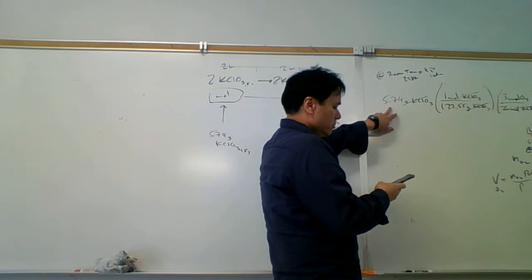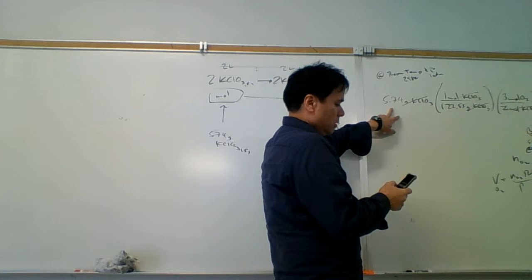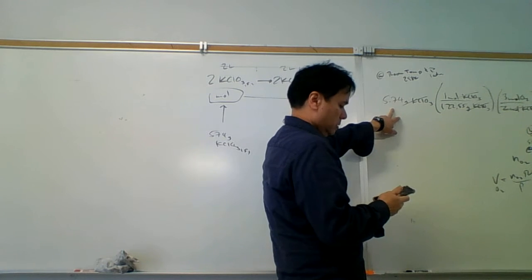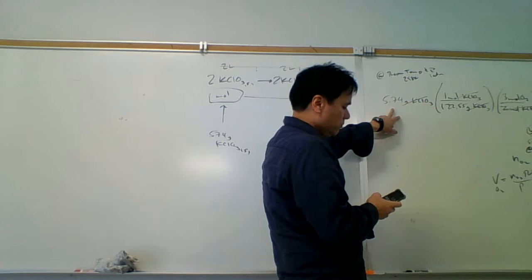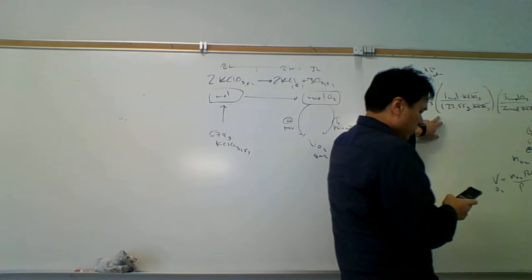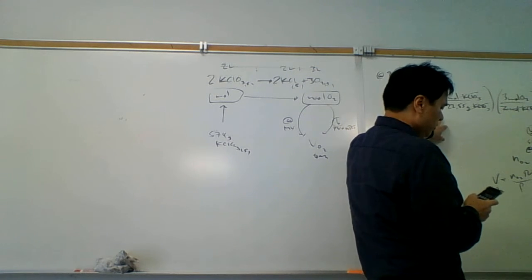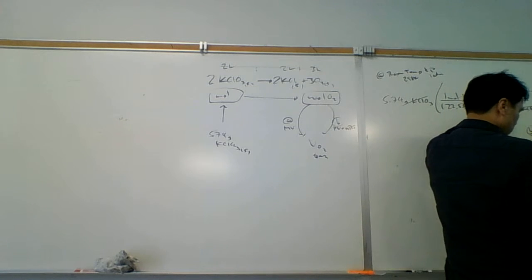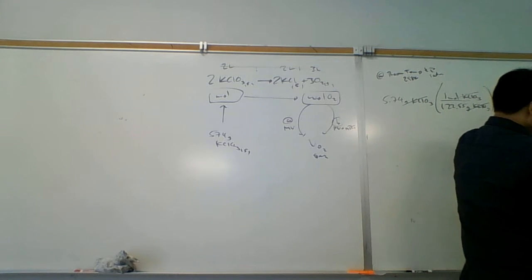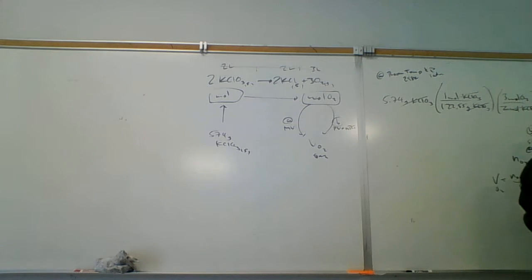I'm just going to use this one. Top one. Well, we could do it both ways. Let's see what it comes out to. 5.74 divided by 122.55 times 3 divided by 2 times 24.5 liters of gas per mole of gas. I'll get 1.721 liters. 1.721 liters of O2. That's if I do A. Well, let's try it with B.